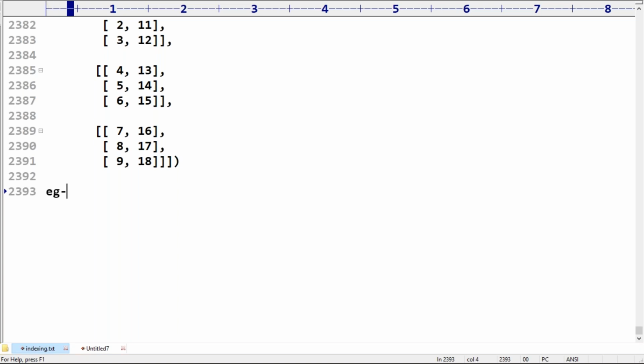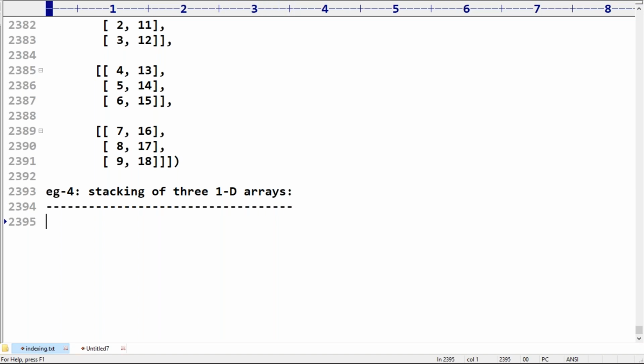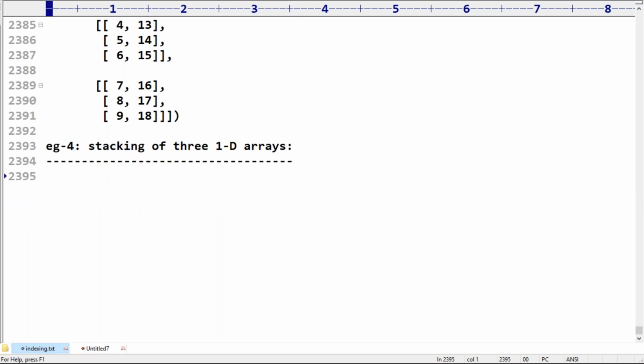I don't think so. Example 4, sir. So what I'm trying to take is stacking of 3 one-dimensional arrays, 3 1D arrays. Don't worry, your examples are going to make perfection to get the concept. Stacking of 3 1D arrays.